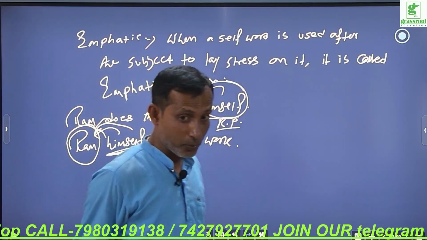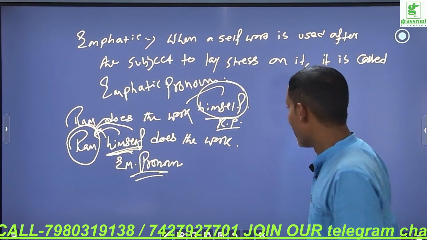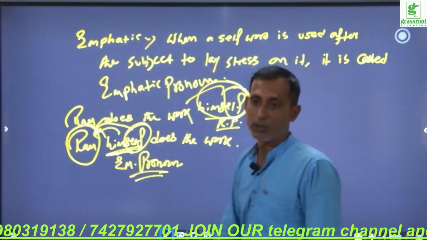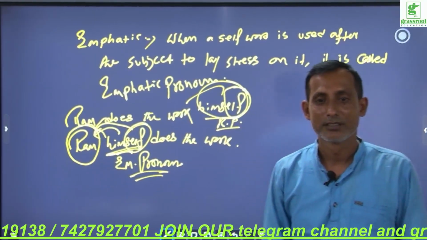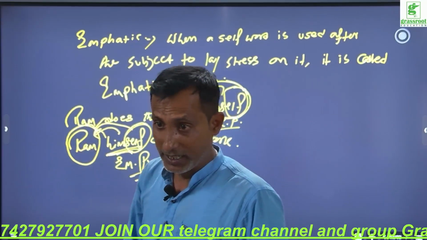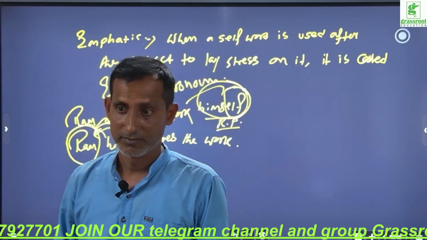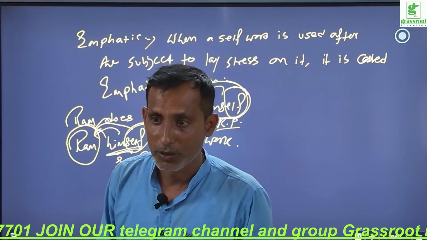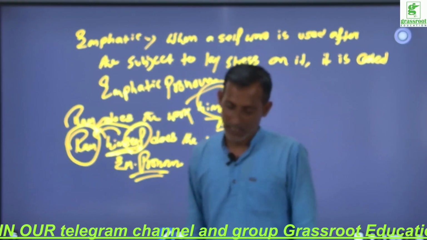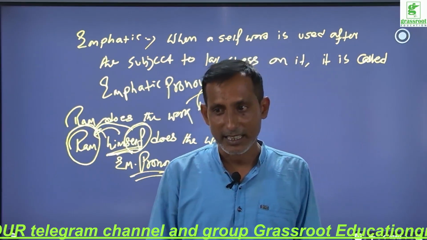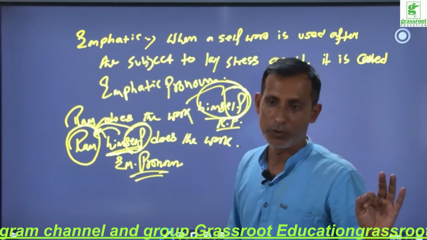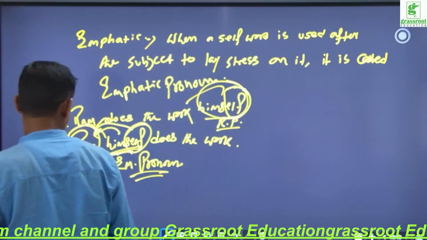Why is it called self pronoun? Because the self word is used. That is why this pronoun is called self pronoun. Is it clear or not? As the self word is used with it, that is why it is called self pronoun. Is it clear? There are two types of self form, singular and plural. You have to know first it.